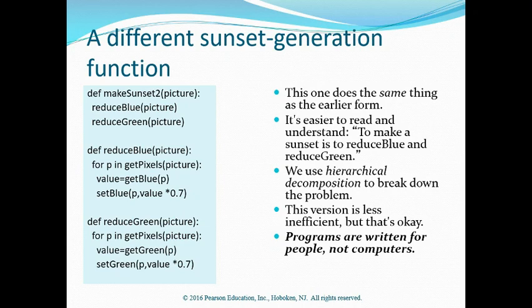So this does the exact same thing as it did earlier. It's easier to read and understand. To make a sunset is to reduce blue and to reduce green. So we use hierarchical decomposition to break down the problem.